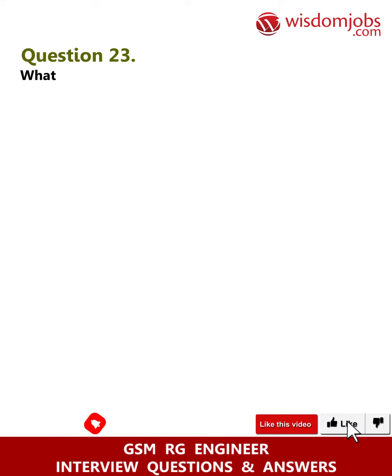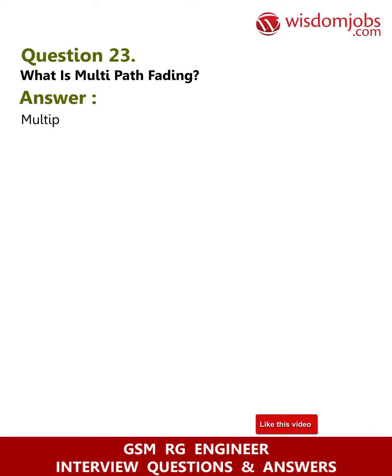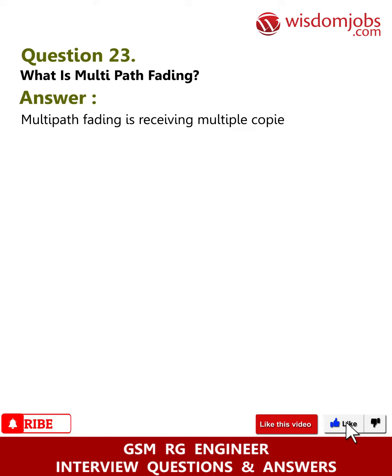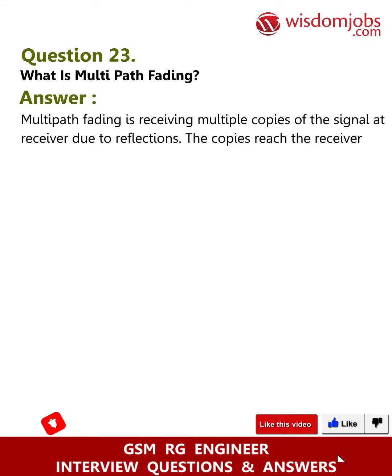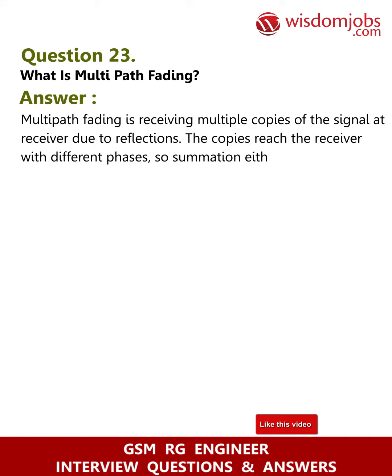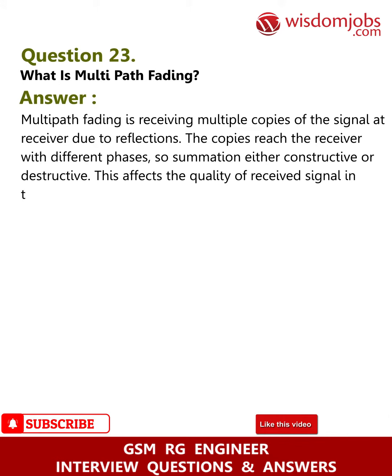Question 23. What is multipath fading? Answer. Multipath fading is receiving multiple copies of the signal at the receiver due to reflections. The copies reach the receiver with different phases, so the summation is either constructive or destructive. This affects the quality of the received signal in terms of BER.